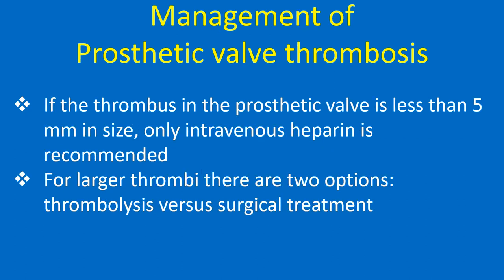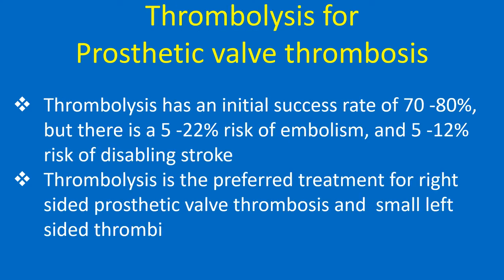Management of prosthetic valve thrombosis. If the thrombus in the prosthetic valve is less than 5 mm in size, only intravenous heparin is recommended. For larger thrombi, there are 2 options: thrombolysis versus surgical treatment. Thrombolysis has an initial success rate of 70 to 80%, but there is a 5 to 22% risk of embolism and 5 to 12% risk of disabling stroke.